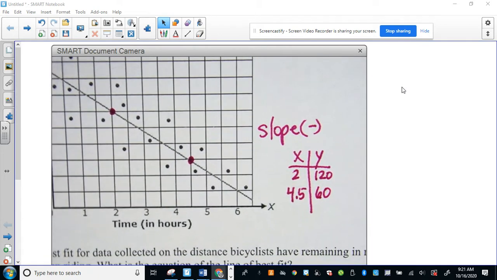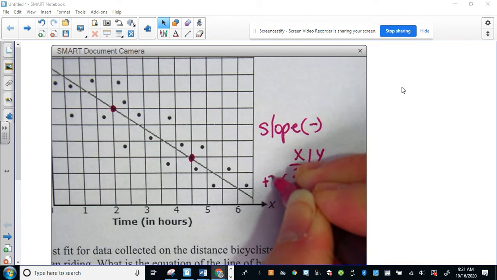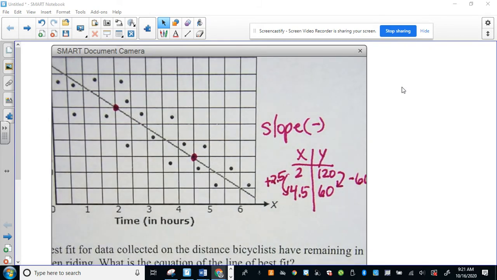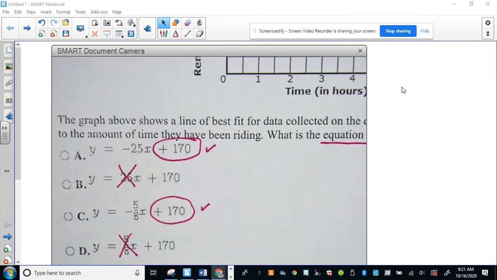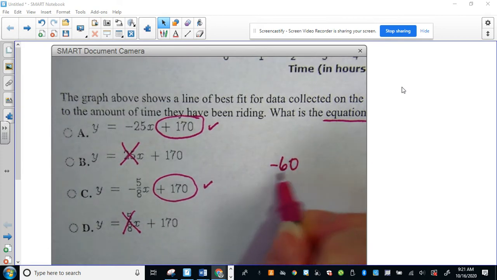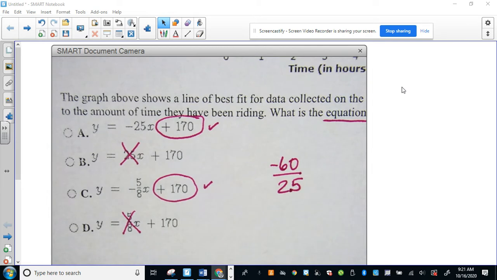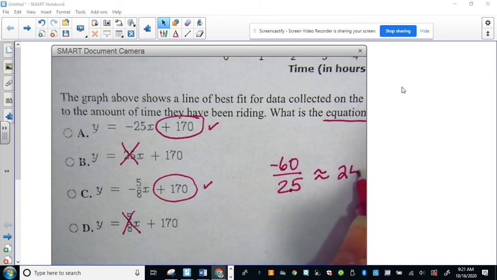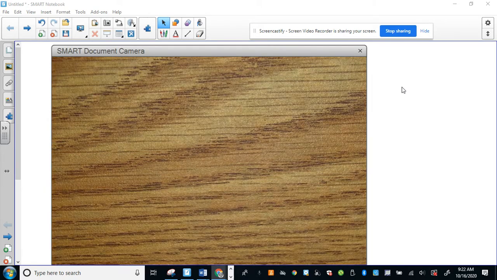So now let's do our humps over here and determine what's going on. This is a negative 60, and this is a plus 2.5. So if you take 60 and put it over, negative 60 over 2.5, is that closest to 5/8 or 25? Well, 60 divided by 2.5 is approximately 24, and it's negative. So obviously it's not 5/8. Obviously, choice number 1 is going to be A, negative 25, based off of the slope and the y-intercept.